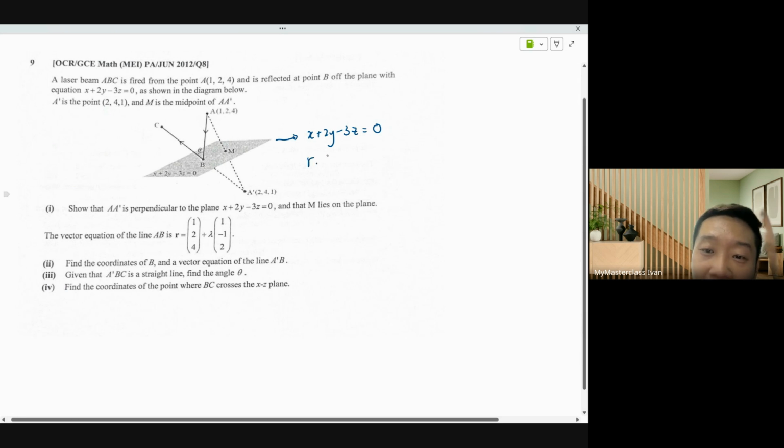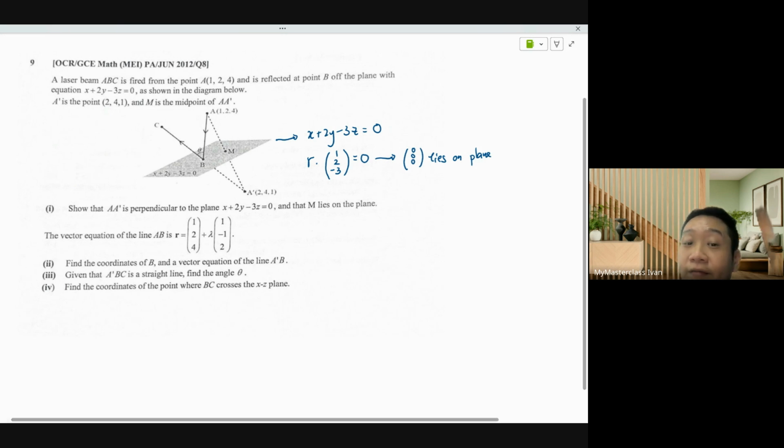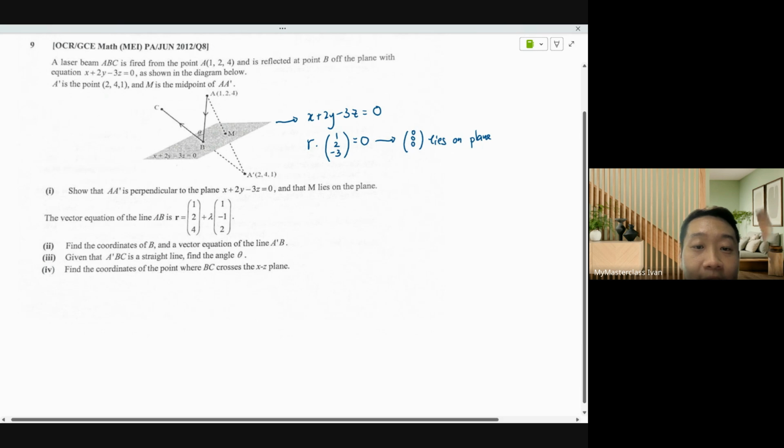So this becomes r dot (1, 2, -3) equals 0. Don't need to write down anything, look and understand first. When it equals 0, you must know that the plane passes through (0, 0, 0). It's something that's good to know, but not necessarily something you will need to use. M is the midpoint of A and A prime. Show that AA prime is perpendicular to the plane.